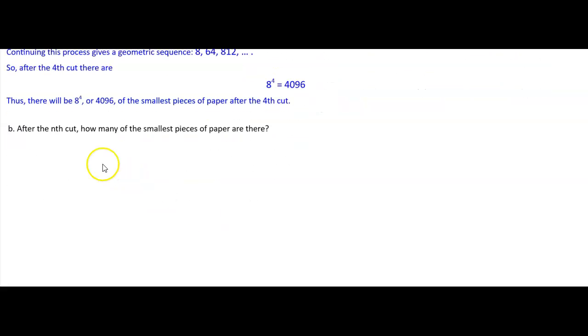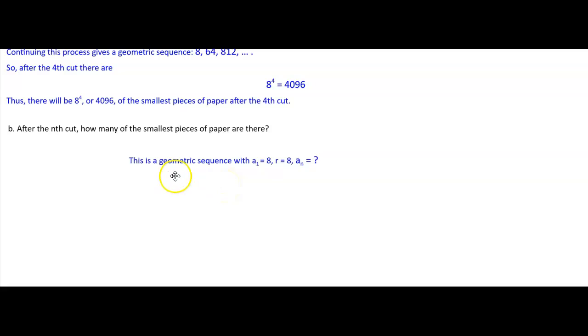Okay, next it says, after the nth cut, how many of the smallest pieces of paper are there? Now, we could see that the value of n is going to be the exponent. So that means that whatever cut n is going to be, it's going to be 8 to the nth power. That's the simple answer. Now let's just show how you would do this by using the geometric sequence formula.